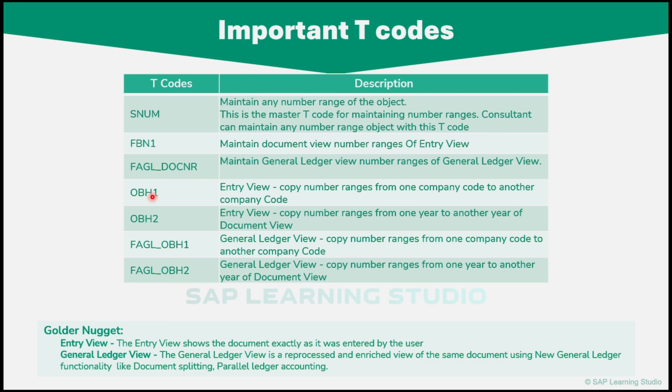That means ledger specific. OBH1 is the T code to copy the number range from one company code to another company code. So this T code is used typically when you configure a new company code in the system. And OBH2 is the T code to copy the number ranges from one year to another year. So this T code is used during the year end closing, to put in the new number ranges or copy the number ranges from the earlier fiscal year to the current fiscal year. In the same way, OBH1 and OBH2 are for the entry view documents, and FAGL_OBH1 and FAGL_OBH2 are the two T codes for the ledger specific documents.